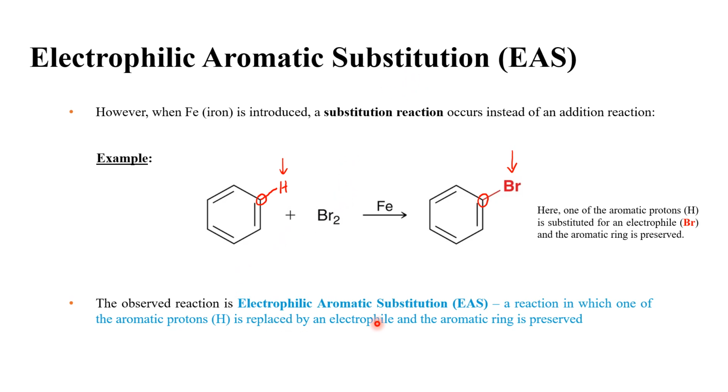The formal definition is a reaction in which one of the aromatic protons, right over here, is replaced by an electrophile, which is Br2, and the aromatic ring is preserved. Notice that we didn't lose aromaticity in this process. We did a substitution reaction, but we didn't lose any aromaticity, which is great. All right, so let's see how this works.